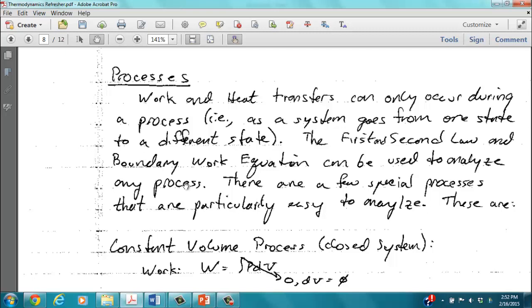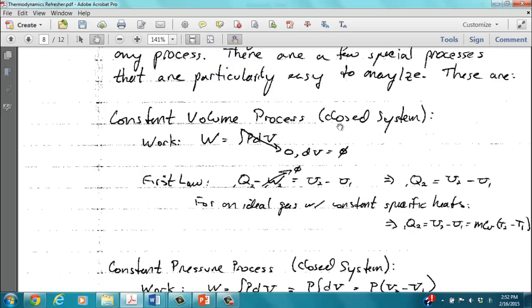There are a few special processes, though, that are particularly easy for us to analyze from a boundary work point of view. The first is what we call the constant volume process for the closed system. In this case, the change in volume is equal to 0, dV is equal to 0, and so our work transfer is equal to 0. So when we do the first law analysis, we have Q1 to 2 minus work 1 to 2 equal to U2 minus U1. Because the volume is constant, the work transfer is equal to 0, and so the first law just tells us that the heat transfer is equal to U2 minus U1.